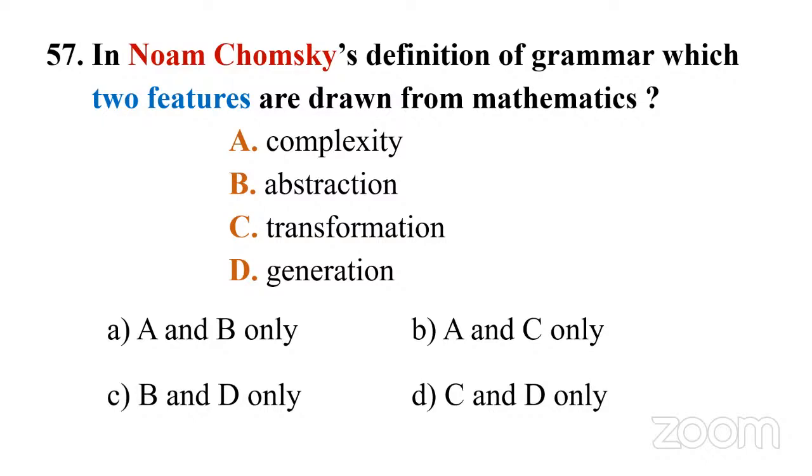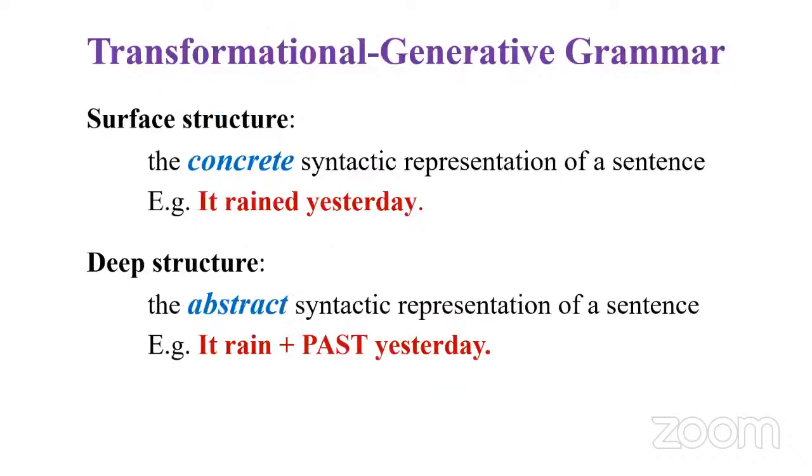I would say this is a rather straightforward question, because whenever we read about Noam Chomsky, one of the great linguists, we know this grammar is called Transformational-Generative Grammar. So the answer is option D, C and D only, transformation and generation only. One of his significant contributions to linguistics is transformational generative grammar, in other words, TG grammar.